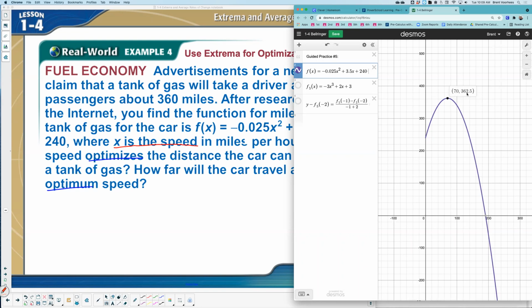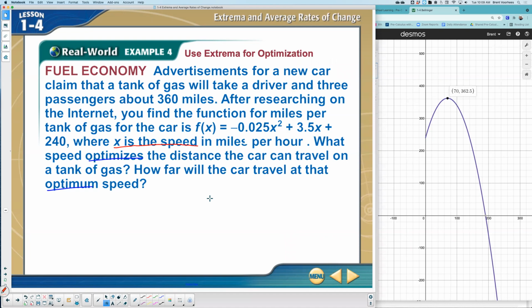What is the 362.5 refer to? You listened well because they never told you. What is the 362.5? The y-axis? Distance. That's our distance. So here's how I would write this.